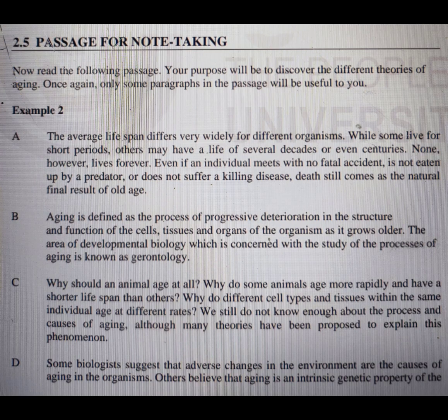Passage for note-taking. Now read the following passage. Your purpose will be to discover the different theories of aging. Once again, only some paragraphs in the passage will be useful to you.